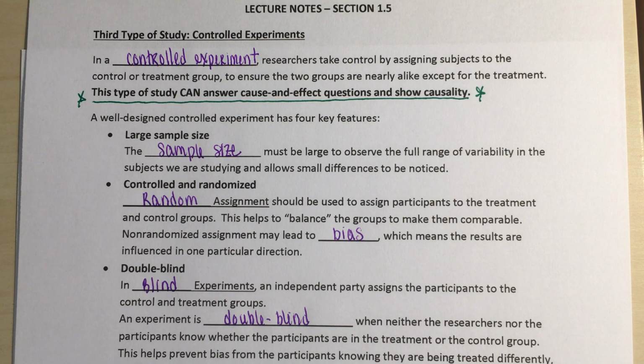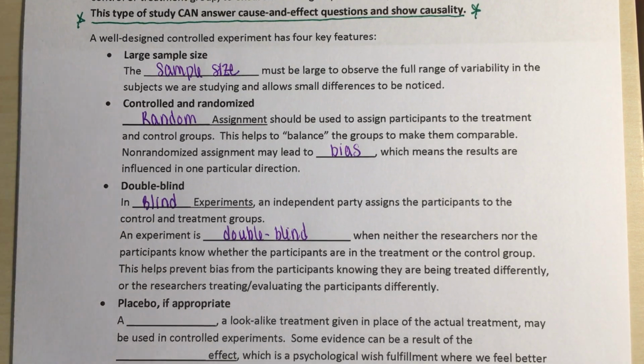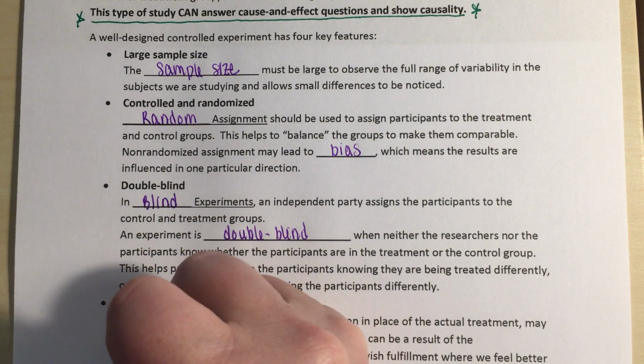Blind experiments means the participants don't know what group they're in. Double blind experiments, neither the participants nor the researchers know what group they're in. Right? So maybe some sort of third party is assigning them to these groups, and the participants and researchers won't know which group these subjects were in until the experiment is over. Right? And then the fourth thing, a placebo, if appropriate.